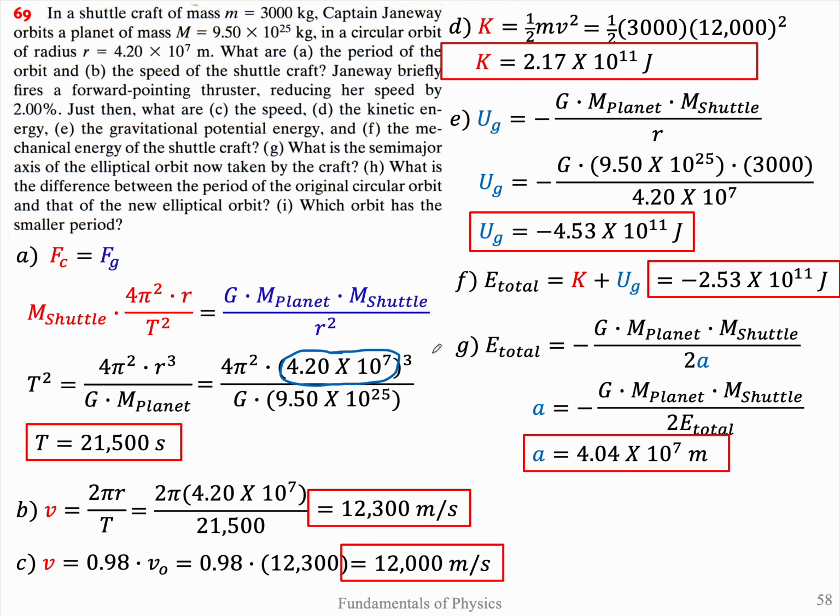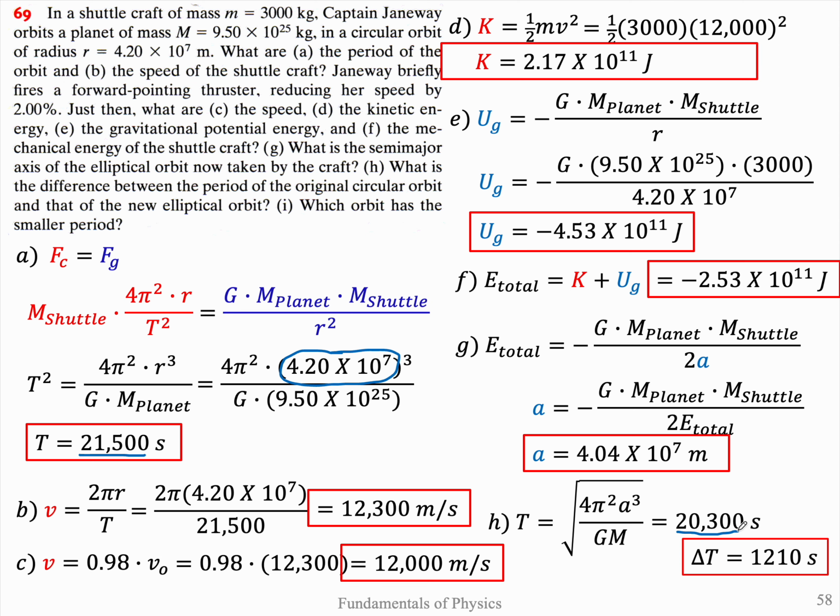H, what's the difference between the periods? Well, all right, now it gets a little bit more complex. Just using what we've written before, but solving it right away for this, or plugging in the radius, the new period is that. How does that differ from the original period? Well, the difference between these two, to take into more sig figs than were shown, gives you a difference of about 1,210 seconds.